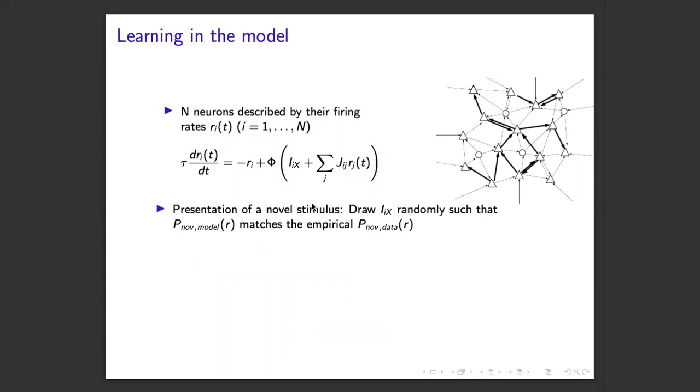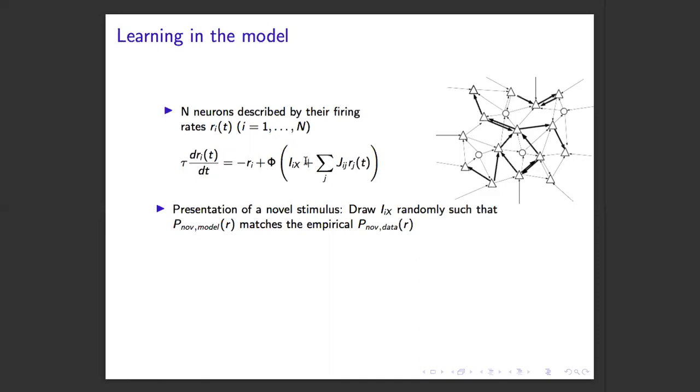So how can we implement learning in this model? What we did is the following. First we have to describe how external stimuli are represented in this network. So how are the external inputs defined for novel stimuli? What we did is very simple. We just drew randomly these external inputs Ii^X in such a way that the resulting distribution of firing rates matches the empirical distribution of firing rates in the data.